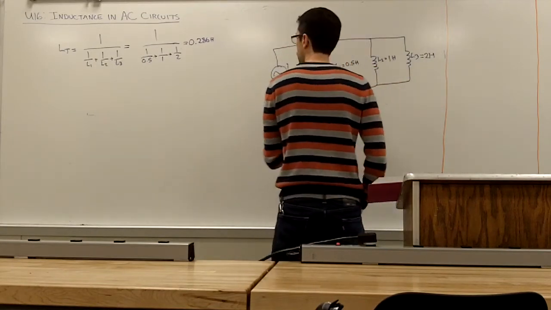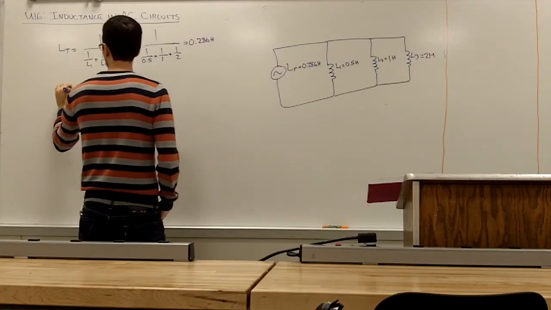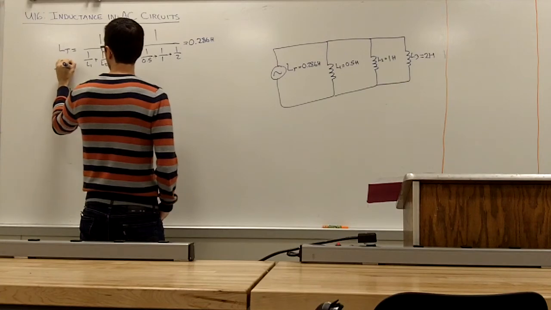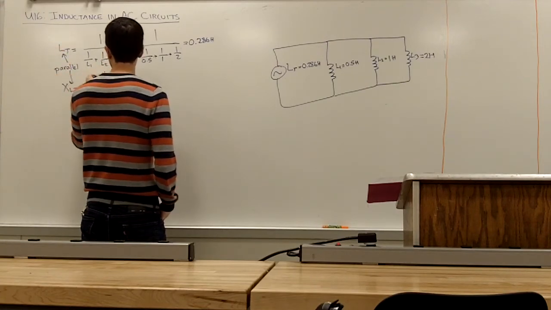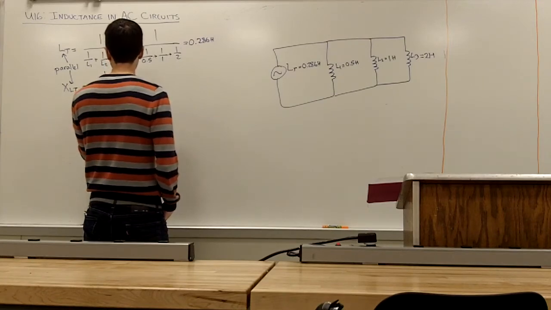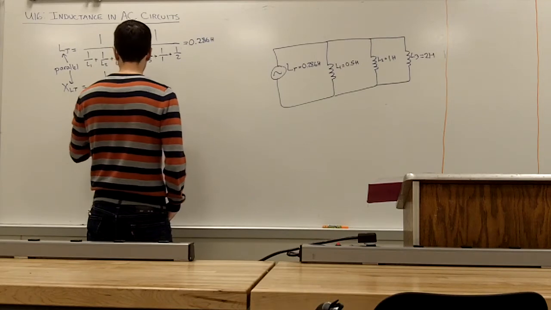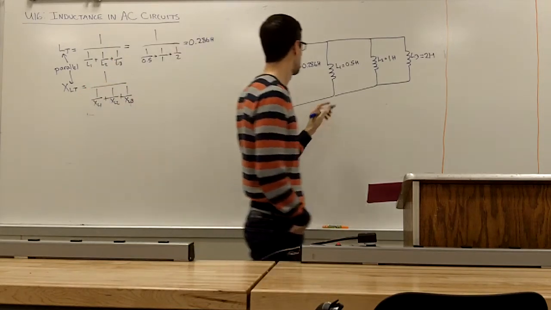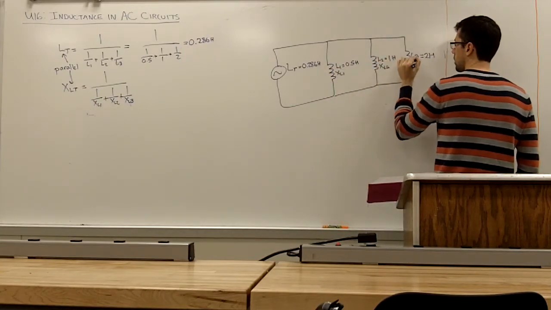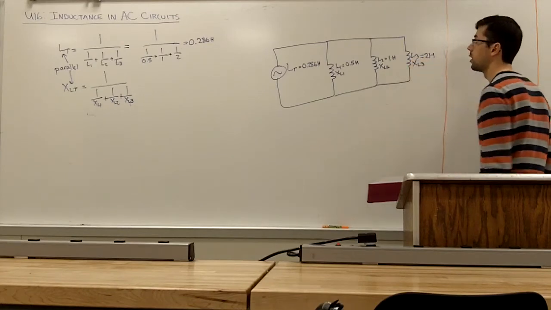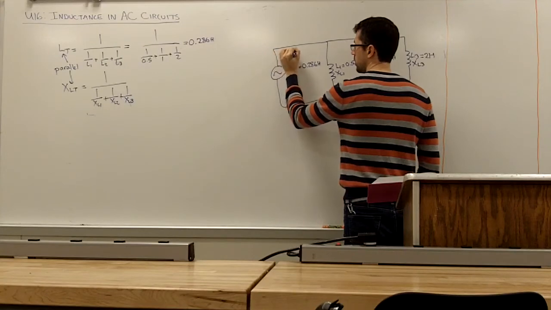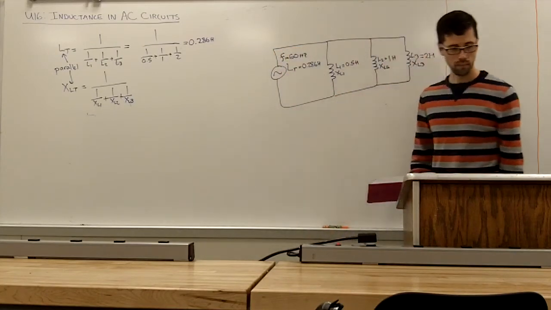The same is also true for the inductive reactance. So the total inductive reactance of a parallel circuit is 1 divided by XL1 plus 1 divided by XL2 plus 1 divided by XL3. So this will have inductive reactance associated with it, same here, and same here. And once again, if the frequency isn't given, you always assume the frequency is 60 hertz.